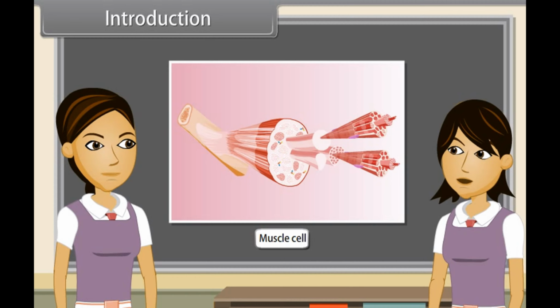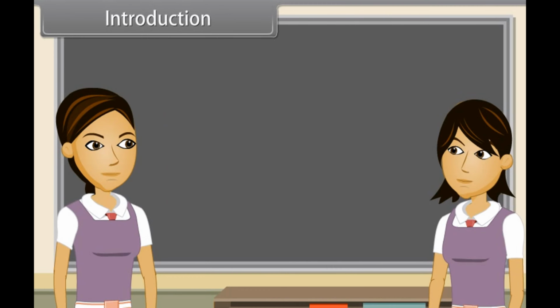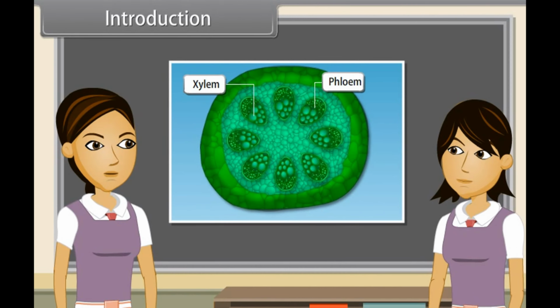Muscle cells contract and relax so that movements are caused. Blood flows to transport oxygen, food, hormones, and waste materials. Plants are also living organisms, and xylem and phloem cells conduct food and water from one part to another. It is said that in multicellular organisms there is division of labor.